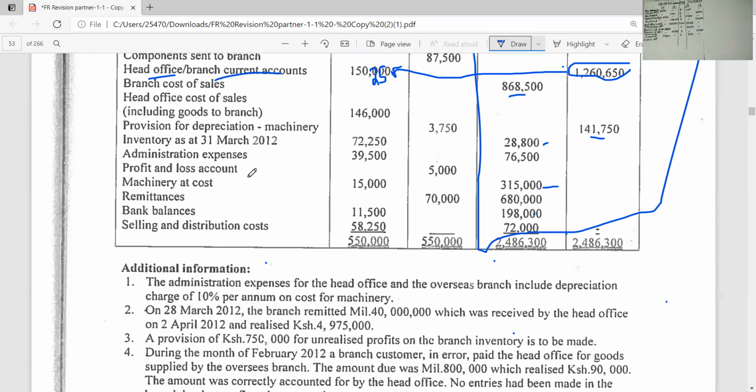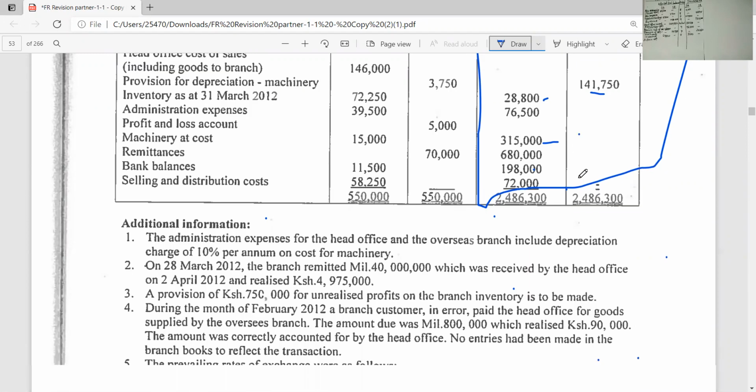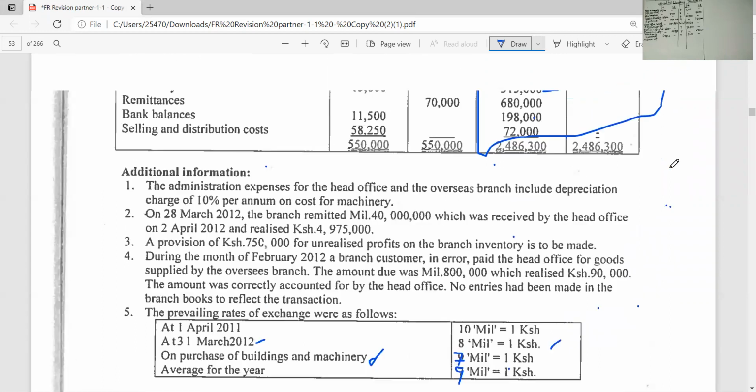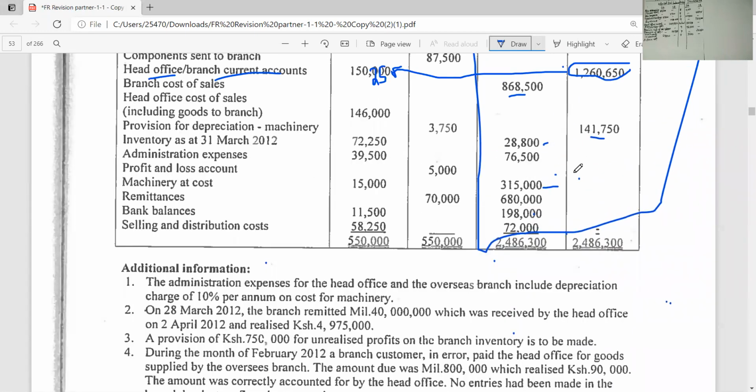And you know that machinery is translated using which rate? They gave us the rate on purchase of building and machinery, 7. So when we get the 10% of 315, which is the depreciation of machinery, we translate it using the respective rate which was used to translate the machinery, which is 7.